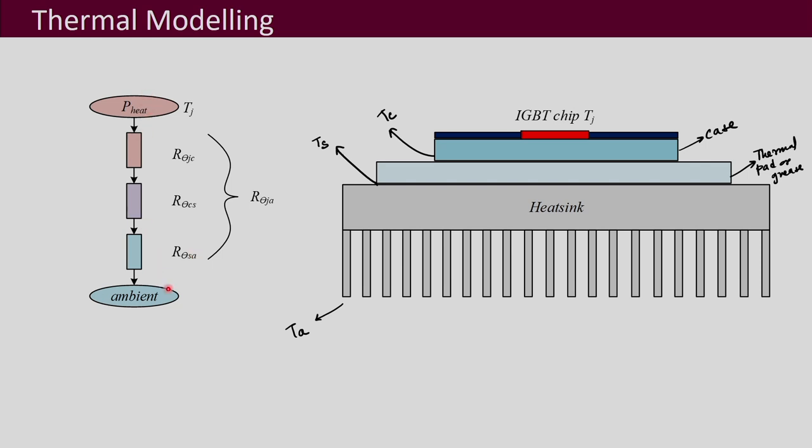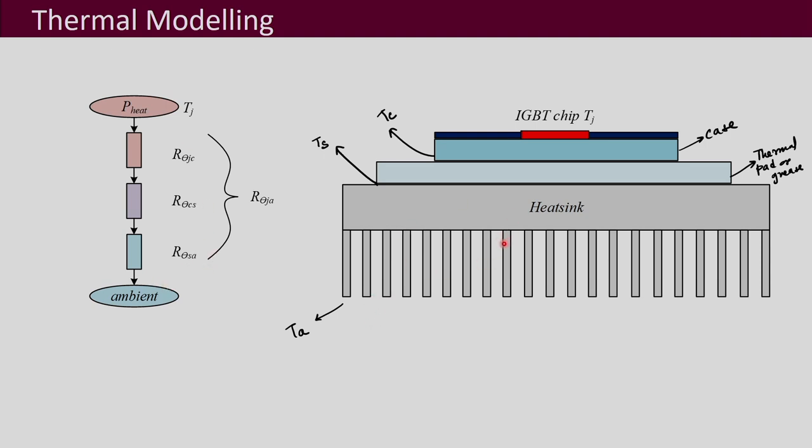So we can model it like this: the heat actually flows from this chip, because this is where all the conduction losses and switching losses take place, and heat is generated here. This heat has to be dissipated and this device has to be cooled down. So from here to here the cooling happens, and the heat gets dissipated. We can make a diagram like this.